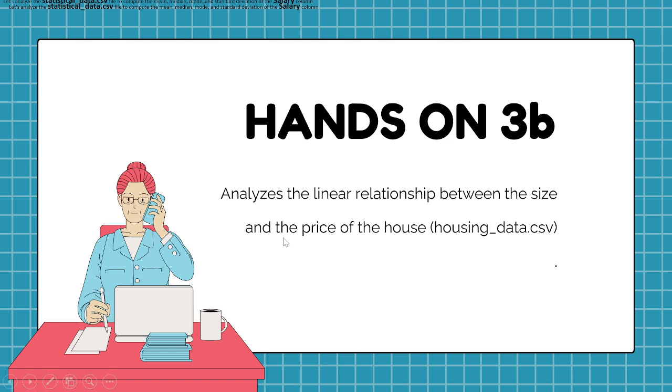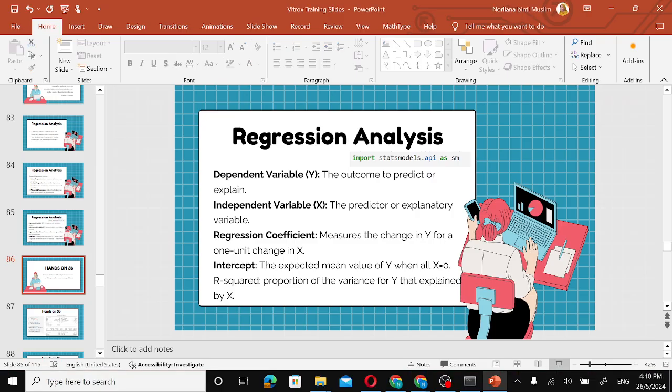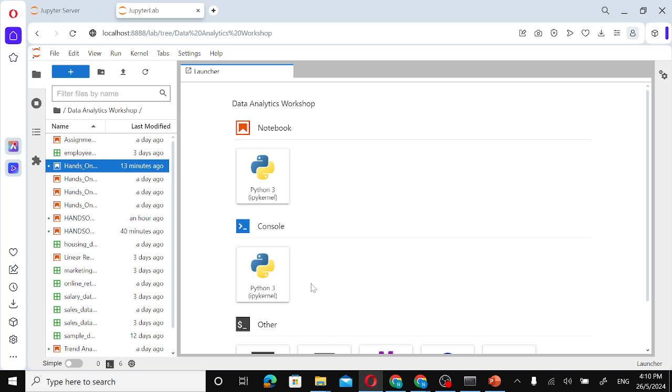Right, so we will try this hands-on for the linear relationship between the size of housing data, the size of the house and the price of the house. Next, let's process the housing data, and then you go to Jupyter Lab and open a new notebook, right?